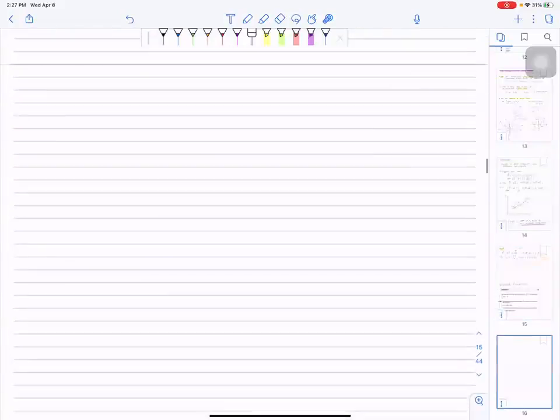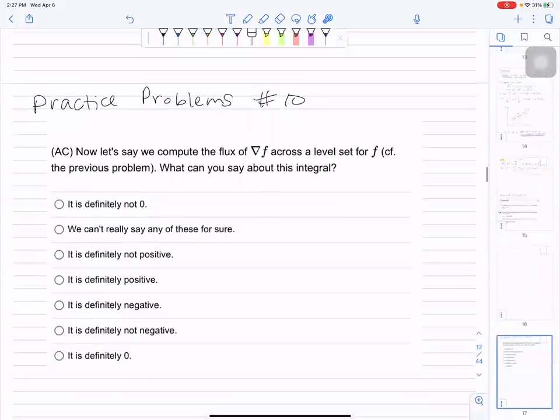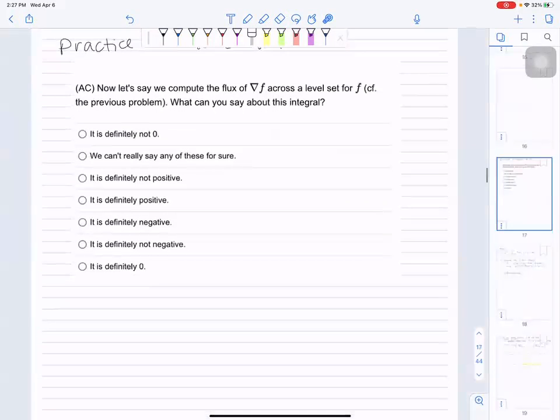Okay, and this also relates to number 10. It says, let's say we compute the flux across a level set. What can you say about our integral? So the integral above. Does anyone? Okay, let me explain.